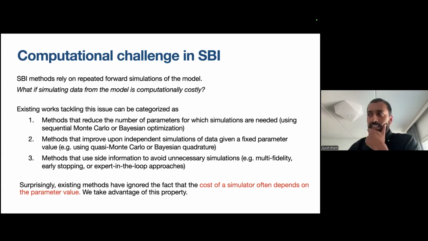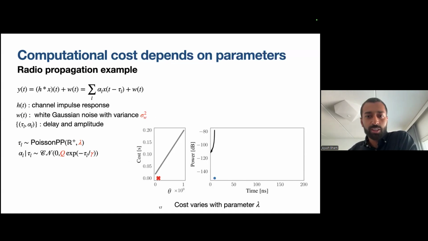So another thing is, surprisingly, so far these computationally efficient SBI methods have not taken advantage of the fact that in many cases the cost of the simulator is not the same for each theta, right? So for some, the cost varies with the parameter value, and that's what we take advantage of in this paper, and I will talk about it a bit more.